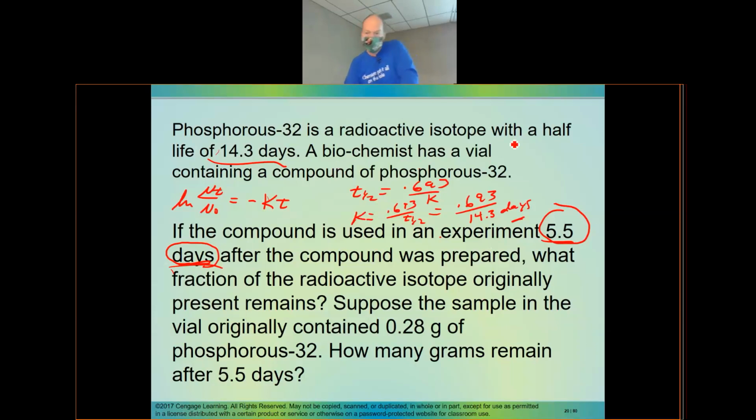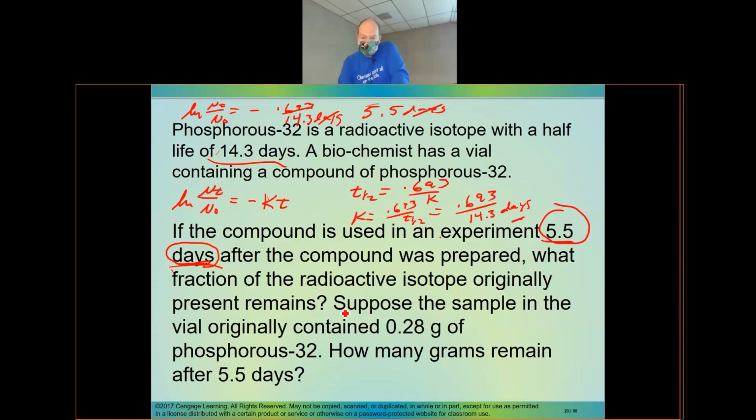And so you can find the ln of N at time t over N initial by putting those numbers in. So you have your K value, without pushing buttons, it's 0.693 over 14.3 days. And then we have 5.5 days later, and we see that days cancel days. So that's the key. You have to have your time units be the same so that they cancel.